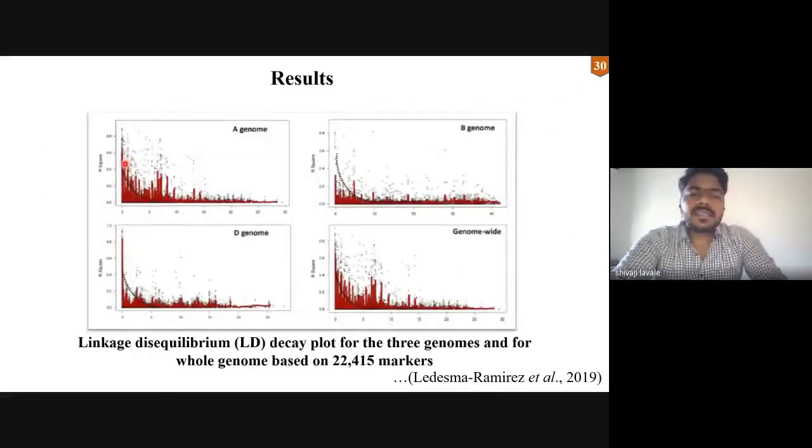When they studied the LD-decay plot, they found that for the A genome, the LD decays at 2.5 centimorgan. For the B genome, LD decays at 5 centimorgan. And for the D genome, LD decays at 2.5 centimorgan. When they combined these 3 genomes, the LD decayed at 2.5 centimorgan. So this gave a rough idea that the size of the LD block is 2.5 centimorgan.